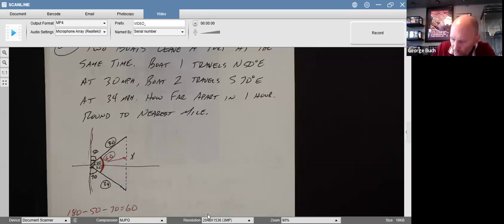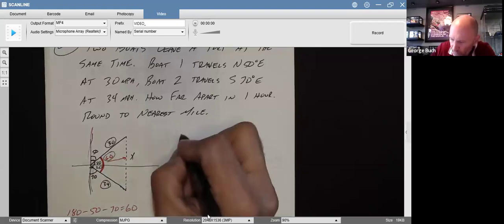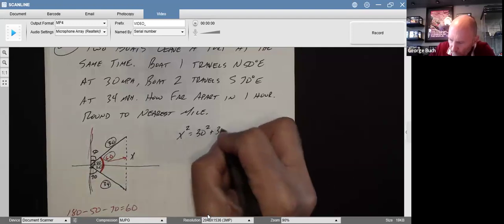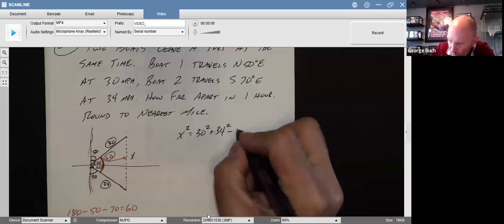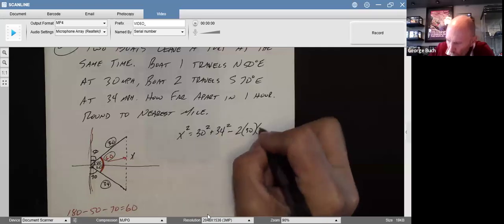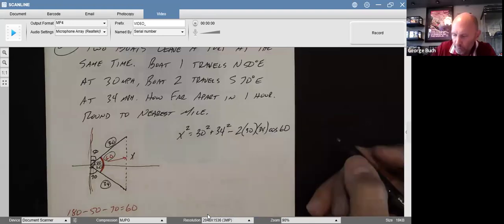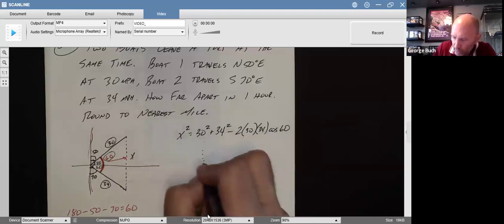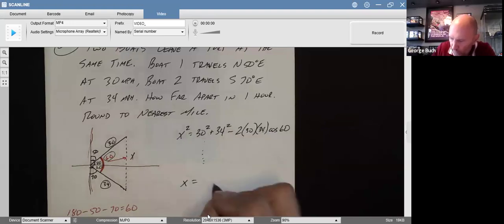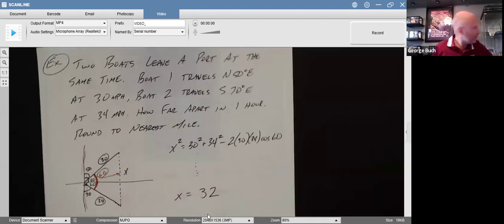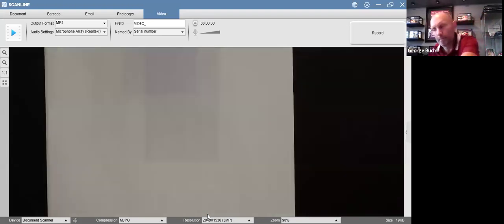So therefore we do what? Our side squared, x squared, is 30 squared plus 34 squared minus 2 times 30 times 34 times cosine of 60. So you plug this on your calculator, you round it to the nearest mile, and you should get that they are 32 miles apart. Well, that's that guy there.